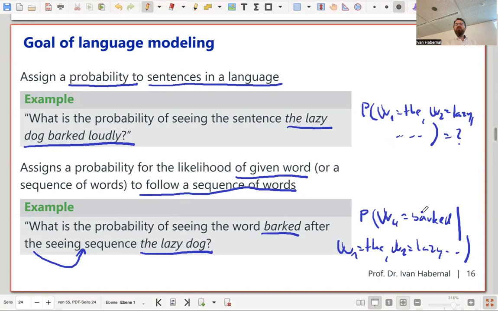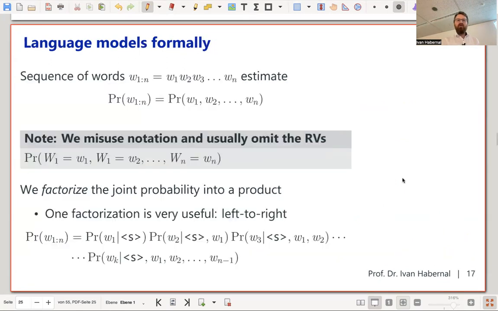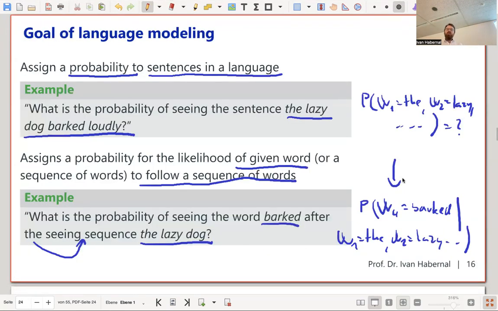Here you ask for the continuation: what is the probability of barked after seeing this? So it's a conditional probability. Here you're asking for the joint probability of everything. But you can compute the conditional from the joint, given the definition of the conditional probability. Any questions? So this is what we're asking the language model to do. We're asking what is the probability of a sentence, or if I have a part of a sentence, what is the next word?